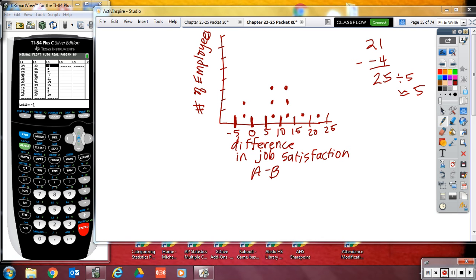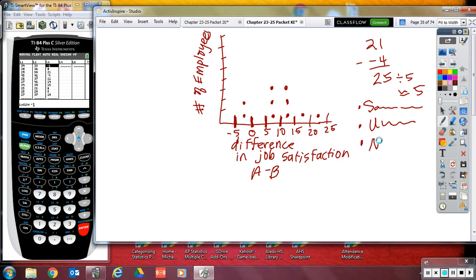So, after we get that list, what kind of things are we going to say about this? Somewhat symmetric, unimodal, and no outliers, so it's fine. And then the nearly normal model applies. Okay? And that's the end of our conditions. Nearly normal model applies. All right.